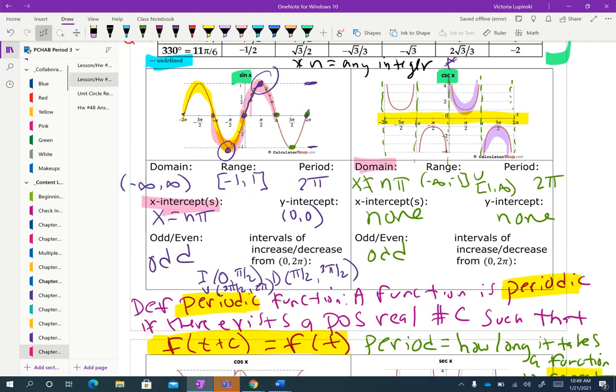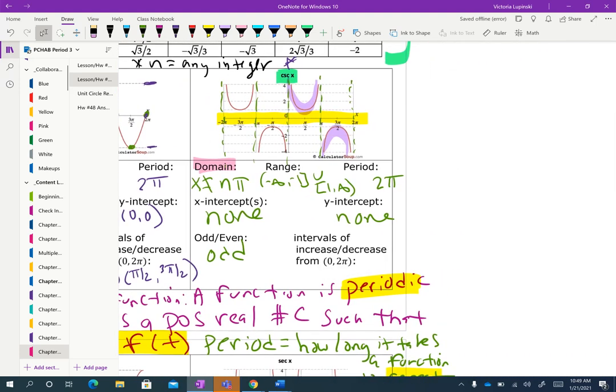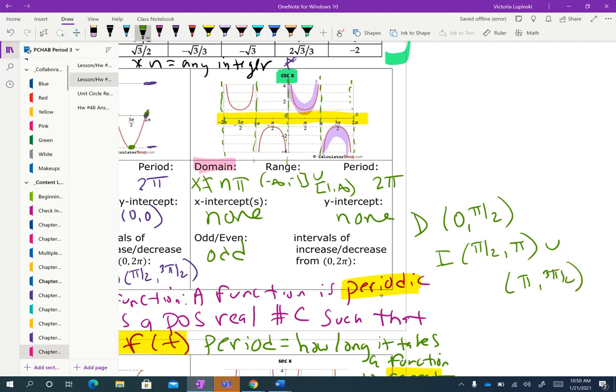And then finally, the increasing and decreasing. I'm just going to give myself a little bit more space here. So starting at 0, you are decreasing from 0 to pi over 2. Then you are increasing from pi over 2 to pi. Then you're increasing again from pi to 3 pi over 2. And then you're decreasing again from 3 pi over 2 to 2 pi.